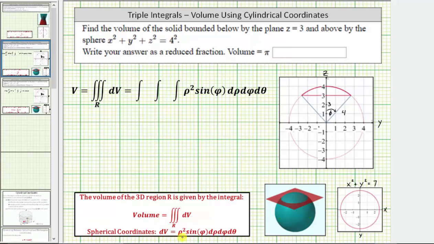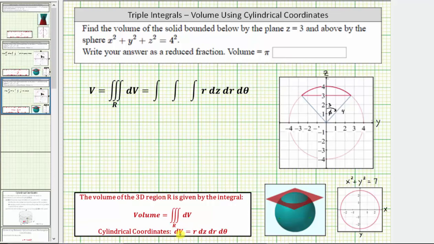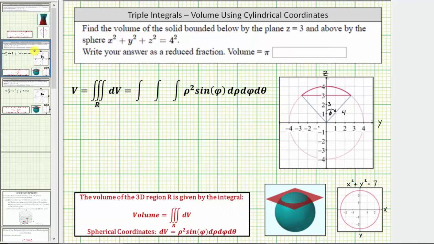dV equals rho squared sine phi d rho d phi d theta, and when using cylindrical coordinates, dV equals r dz dr d theta. We'll show the setup of the triple integral using both cylindrical and spherical coordinates, and then we'll evaluate the easier triple integral.